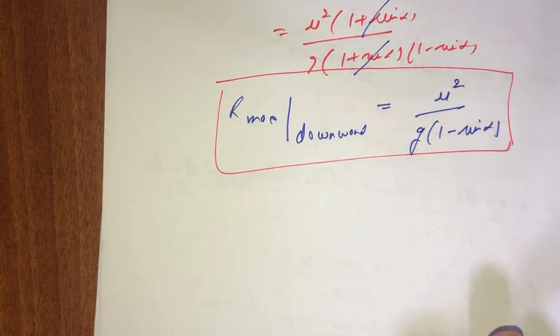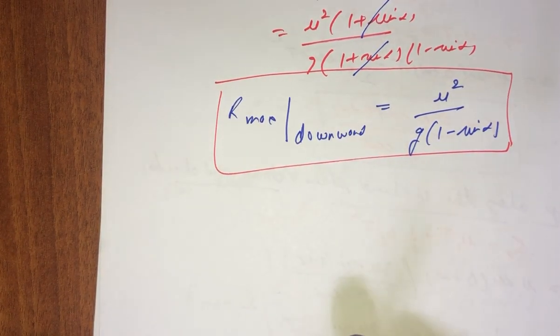So this completes the basic analysis of our motion along an inclined plane in the downward as well as upward direction. So next time we are going to discuss some of the numericals.